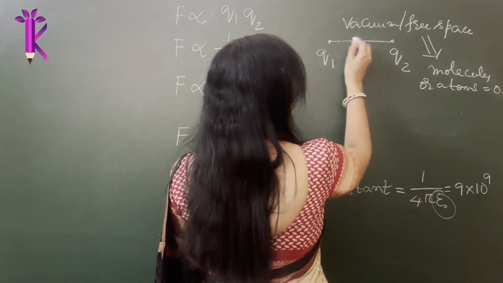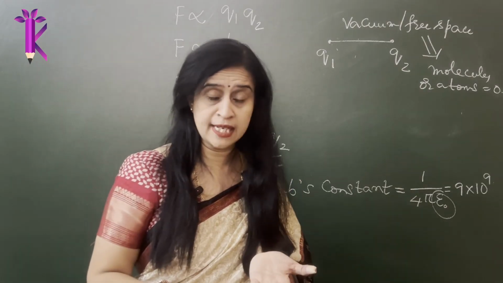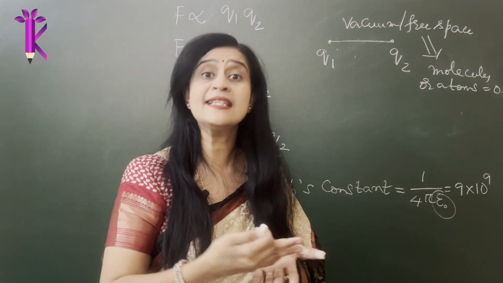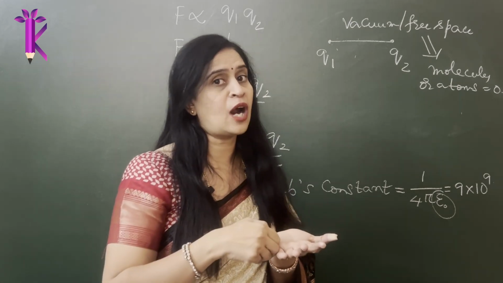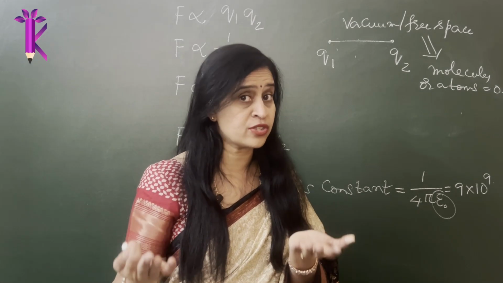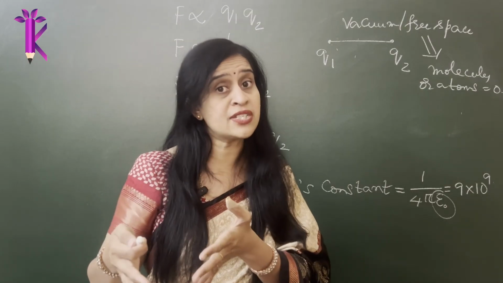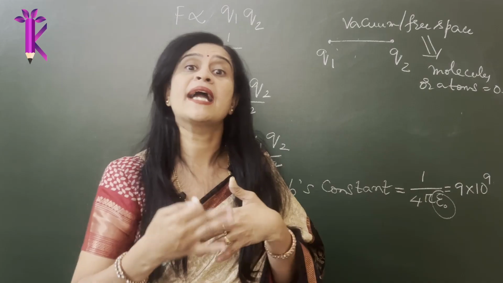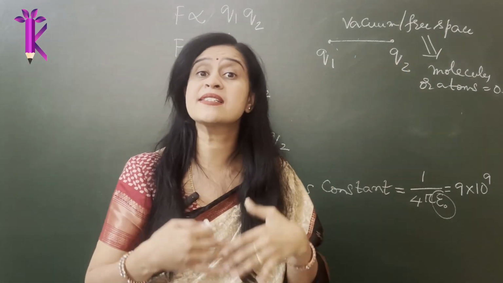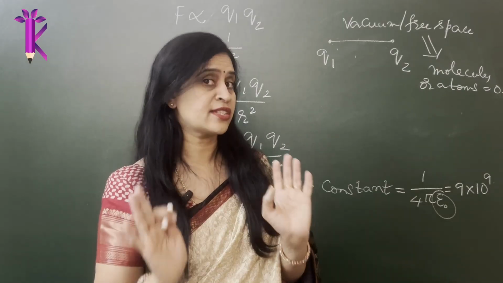So no atoms to interfere, because we know any atom has its own nucleus. The nucleus has both protons and neutrons residing inside it, with electrons orbiting around the nucleus. So electrons and protons do carry negative and positive charges. So there could be chances that these charges inside the atoms might also start interacting with the point charges that are already placed in a particular medium. So we do not want such complications.